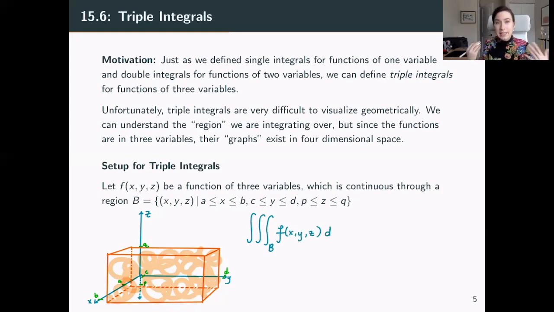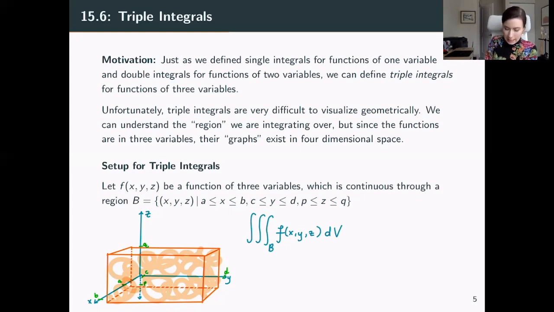Here, we're trying to integrate over something, d something. When we were in double integrals, we had dA. We were integrating over an area because our region was an area. Here, our region is a volume, and so we're going to be integrating over a volume. And what do those volumes look like?